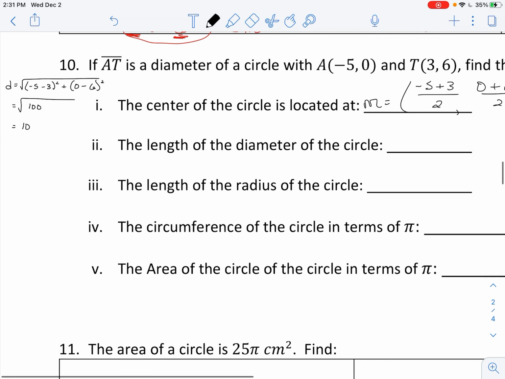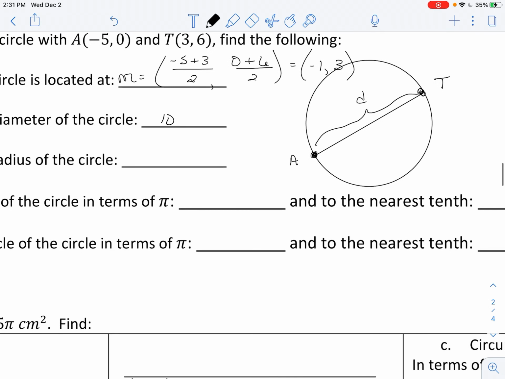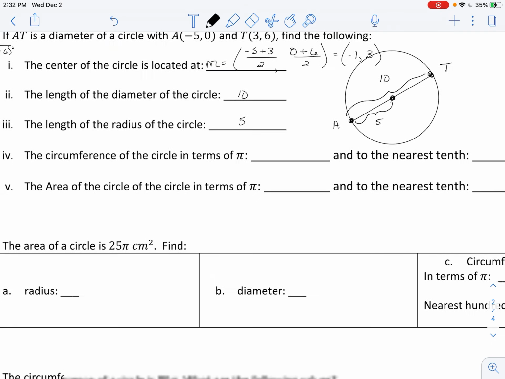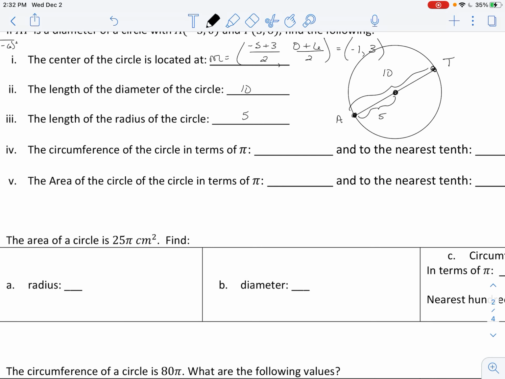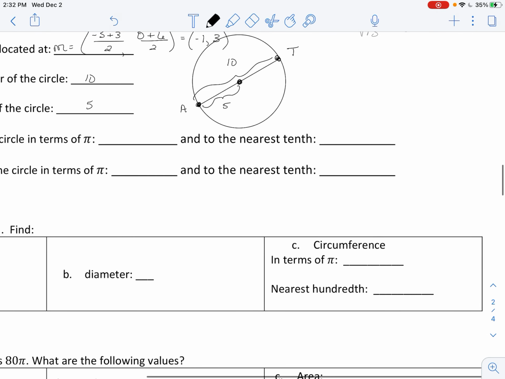So the length of the diameter of the circle is 10, which means if I don't want to go all the way across and I stop at that middle point, instead of having a whole length of 10, I just want half of it. So the radius would be 5, which is really helpful because I'm next asking circumference and area, and most commonly those formulas use r.